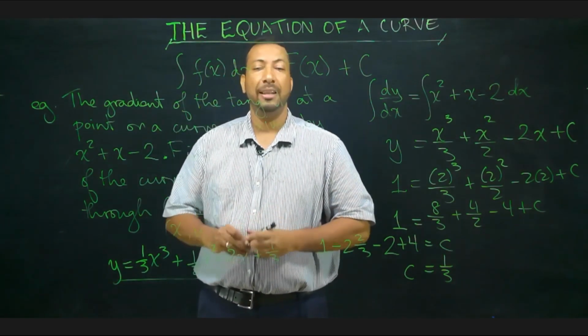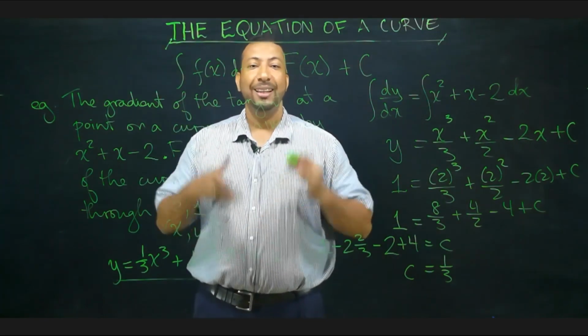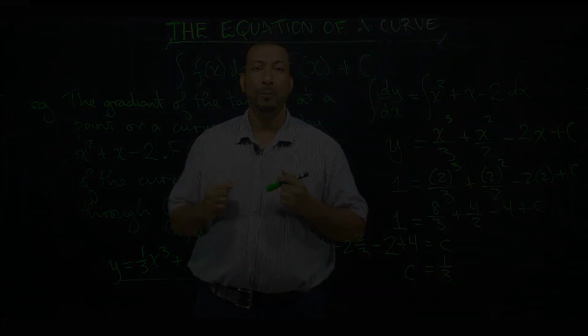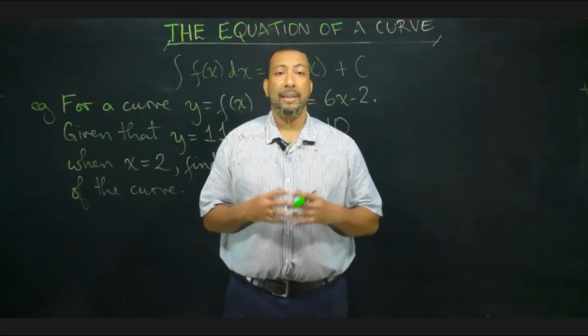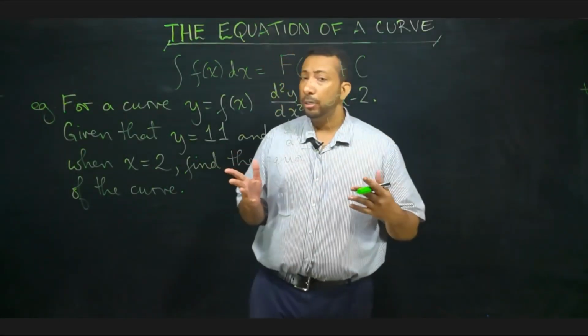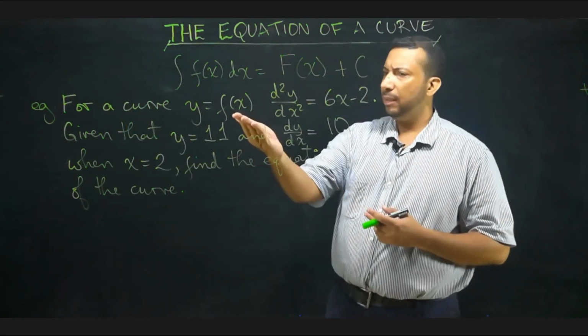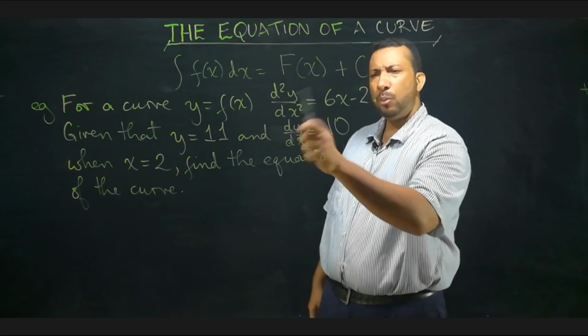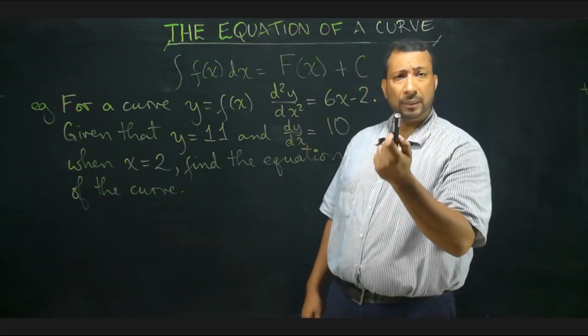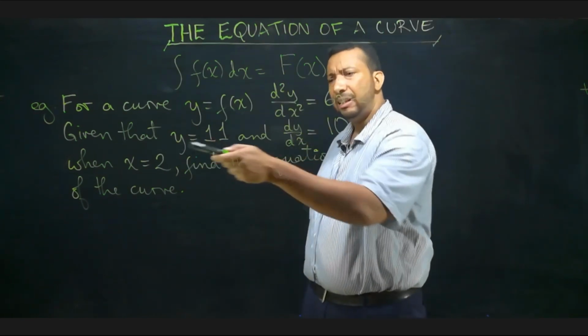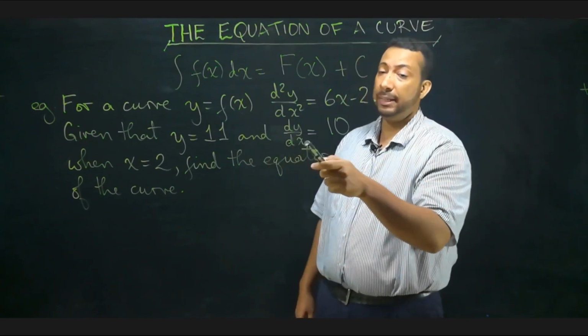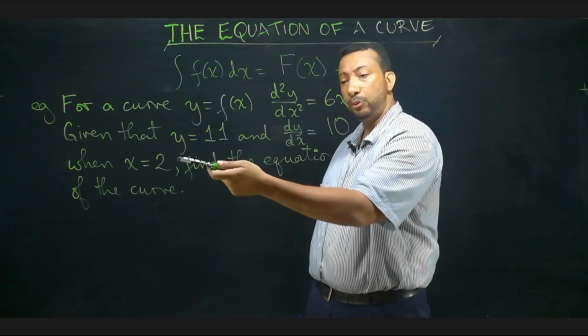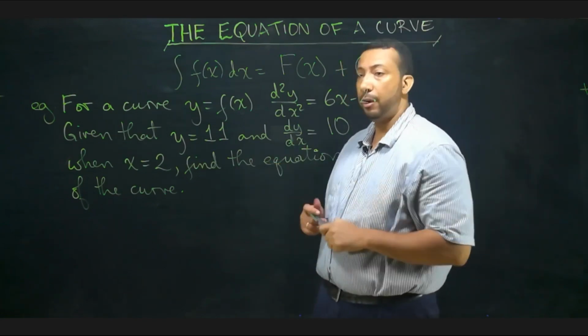And that's the answer to this problem. Let's get into a second example. Alright, so let's take a look at this second example here. We're told that for a curve y equals f of x, d squared y over dx squared is equal to 6x minus 2. And given that y equals 11 and dy/dx equals 10 when x is equal to 2, find the equation of the curve.